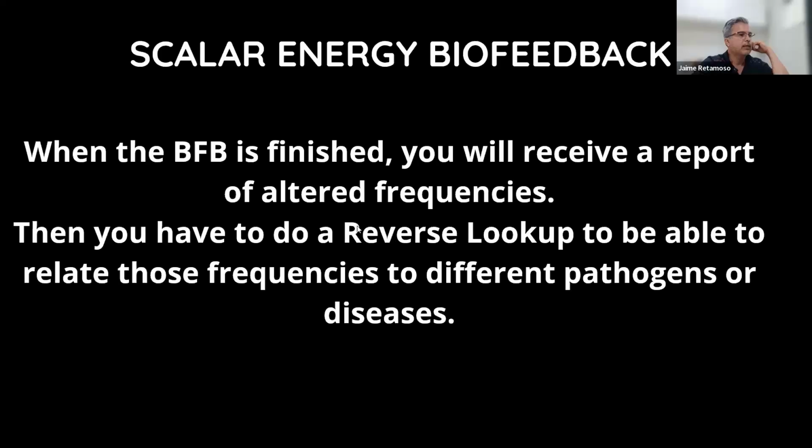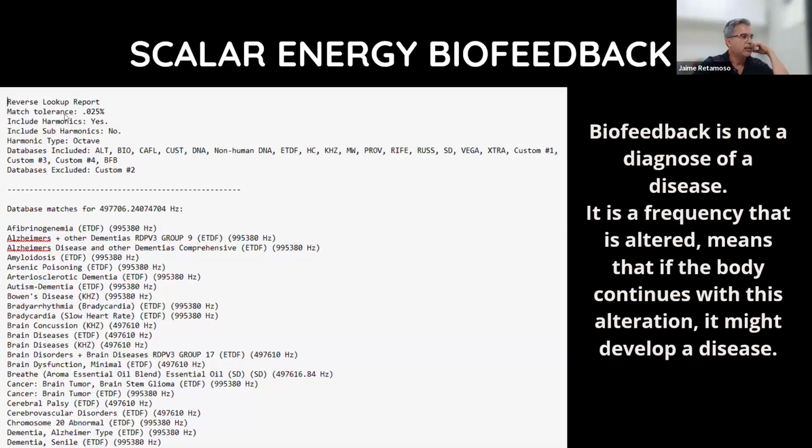All right, I'm here now, and I will receive a report like this from the reverse lookup. You can see match tolerance 0.25, include subharmonic. No, I usually don't include subharmonic. I include harmonics. So look at this, these are related to Alzheimer's, related to brain disease, and all of this.